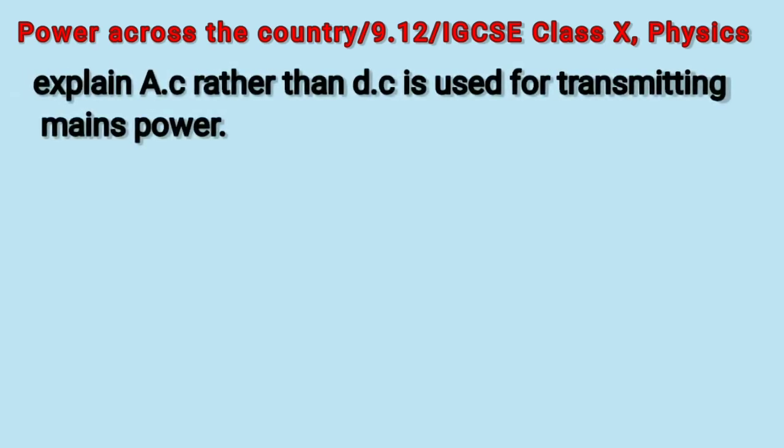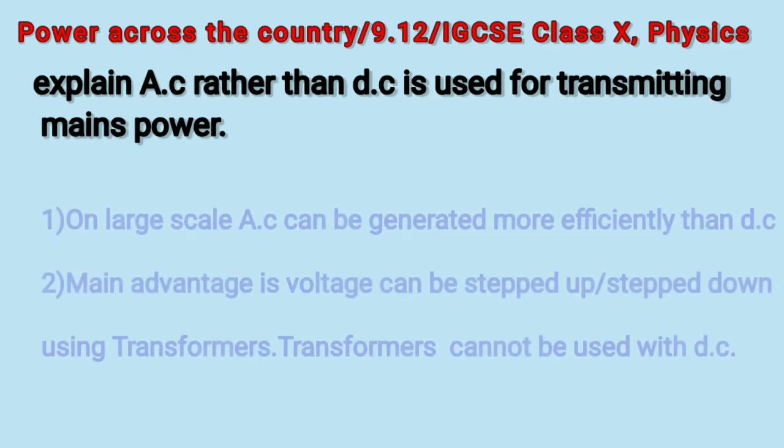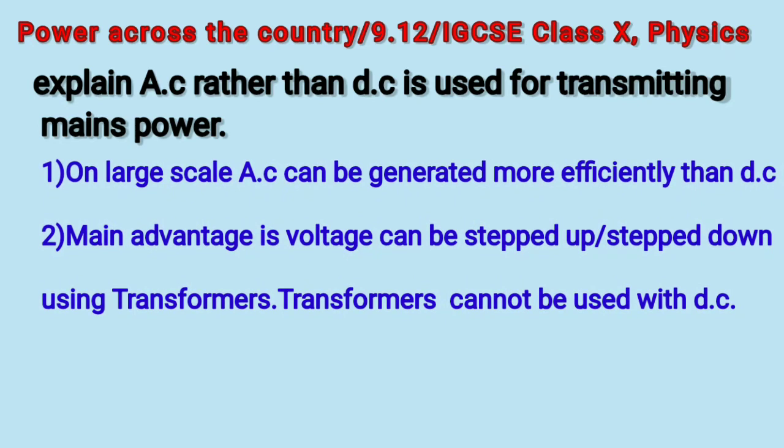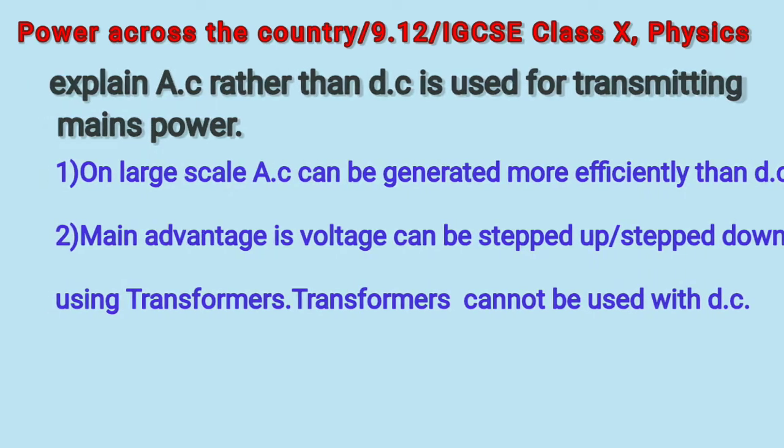Explain why AC rather than DC is used for transmitting mains power. On a large scale, AC can be generated more efficiently than DC. The main advantage is that voltage can be stepped up or stepped down by using transformers. Transformers cannot be used with direct current or DC.